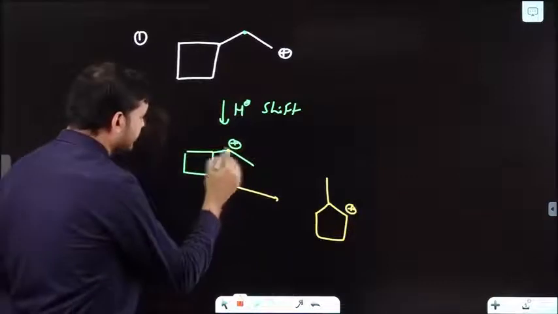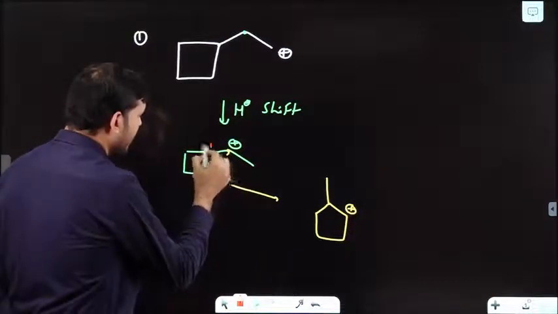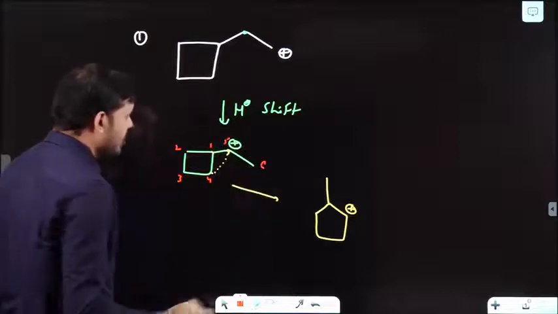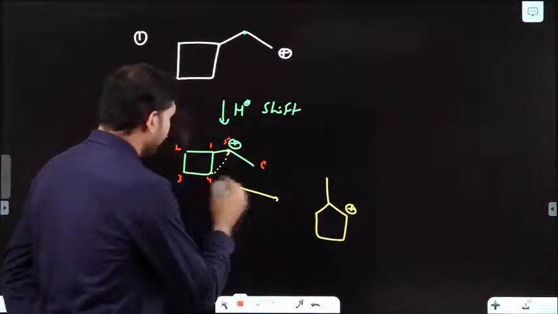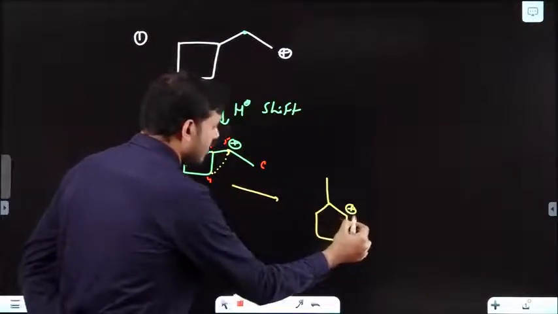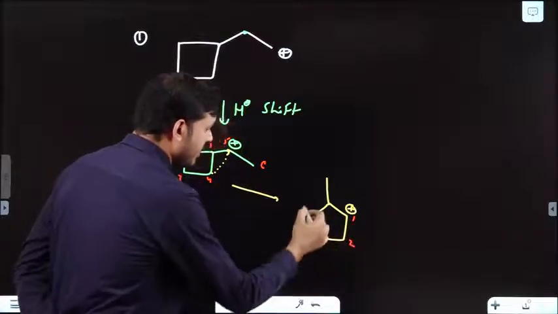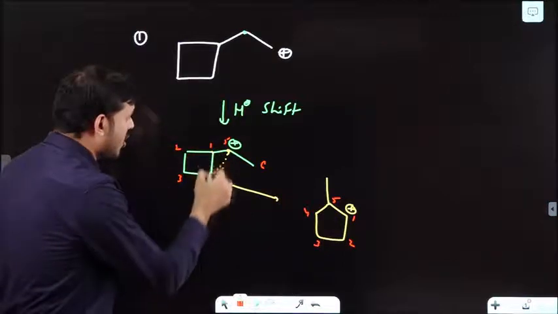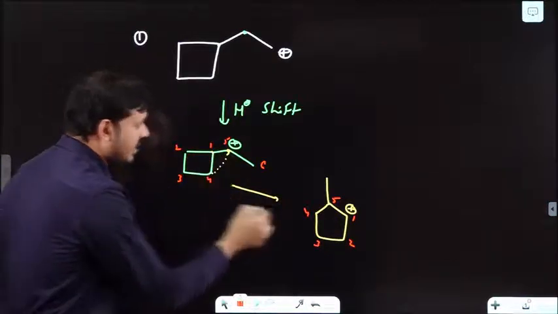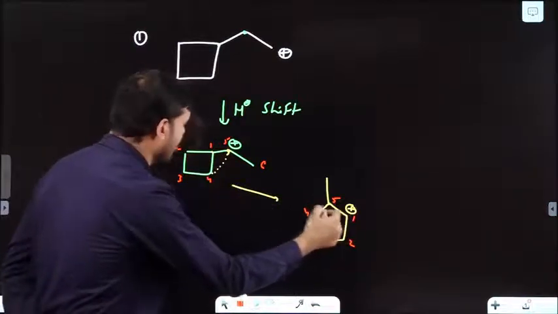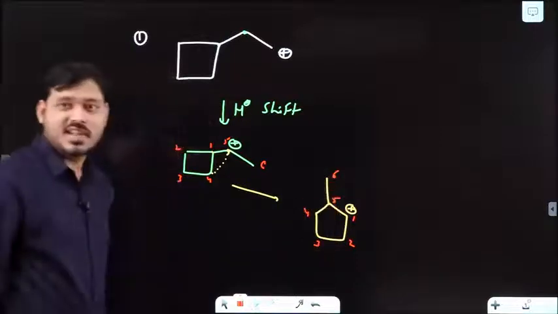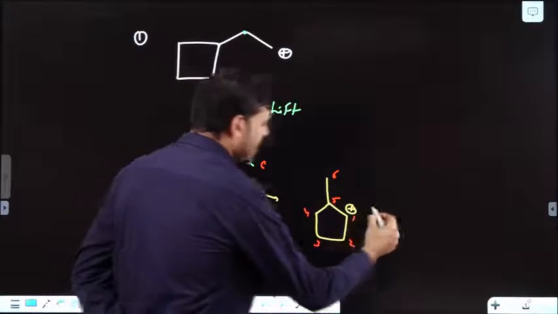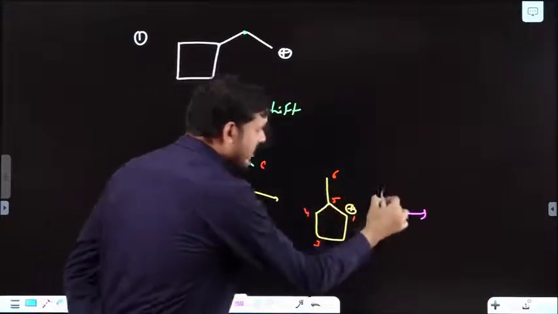Suppose this is 1, 2, 3, 4, 5 and 6. Okay. So this is your 1, 2, 3, 4 and this carbon 5. See, from 1, 4 bond has broken and 4, 5 is connected. So 4, 5 is connected, 1, 4 is broken and now it is 6. Clear? Now again you are having one possibility of what? Now you can make again hydride shift, H minus.